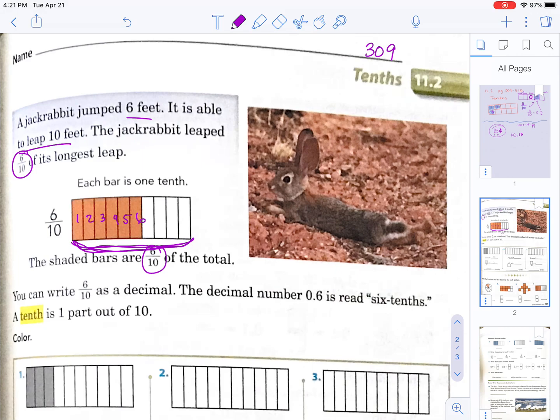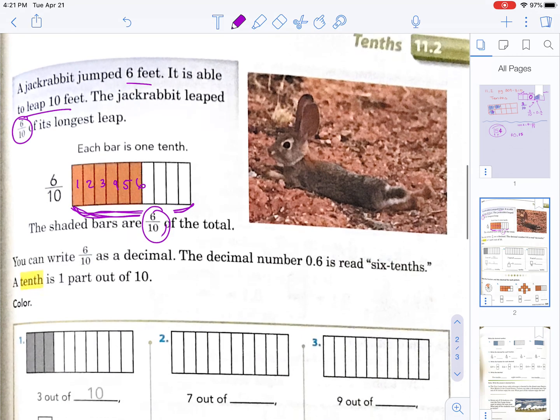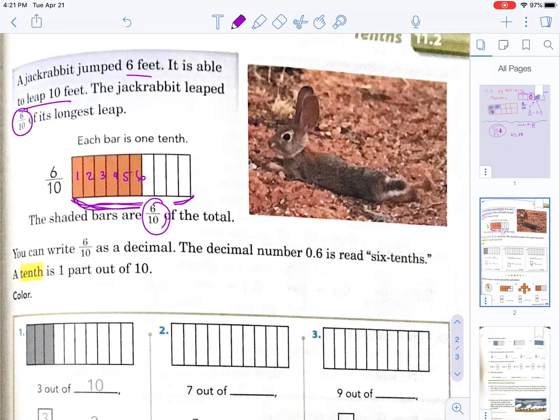6/10. Do you see that? Make sure I don't erase it. It jumped 6/10. So it could go 10, but it only jumped 6 out of the 10 it could normally jump. Now, here's where we're transferring this over. We already know about 6/10. Let's write 6/10 as a decimal. The decimal of 6/10 is 0.6. It reads 6/10. So you say it just like you would as a fraction, 6/10. And we know that because there's 6, and this is what place, boys and girls? This is the tenths place.